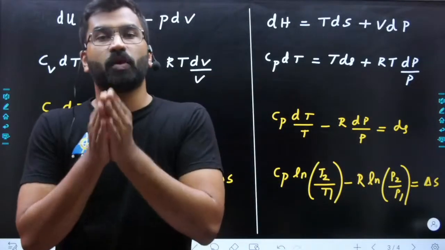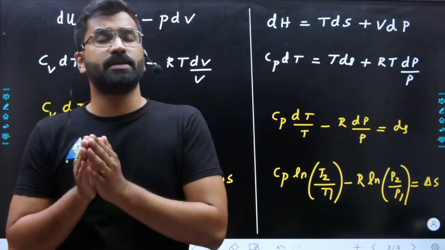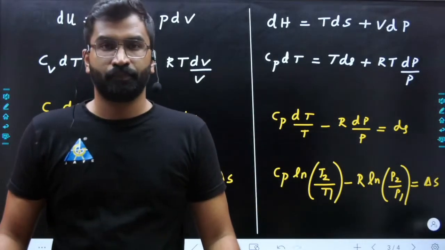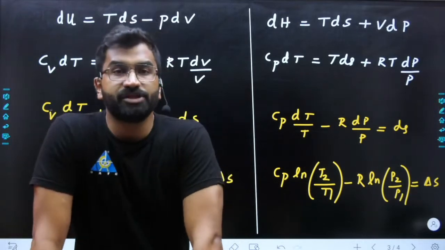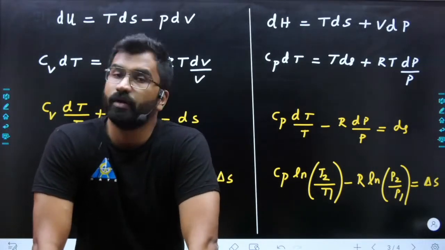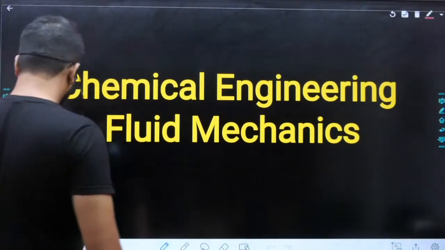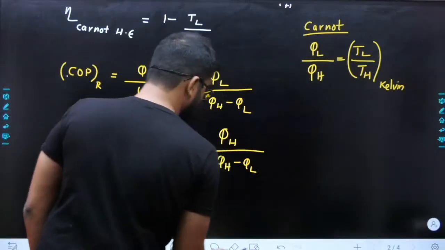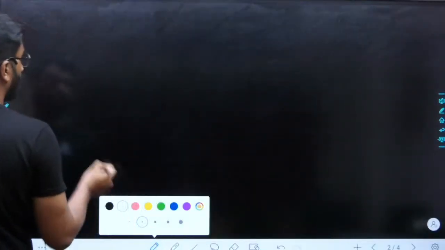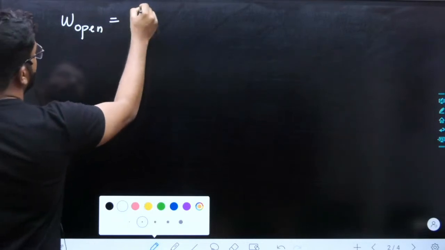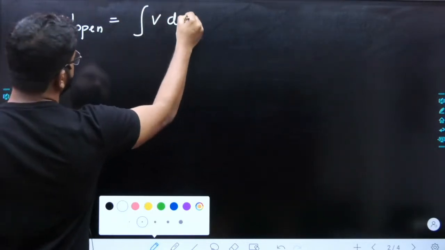By keeping the process isothermal, because isothermal is the most efficient process among all the other processes. Okay? So if we use isothermal compression, we get the job done with the minimum work, right? I have mentioned this several times. That is, what is the equation for open system work? Open system work is equal to integral of VdP.